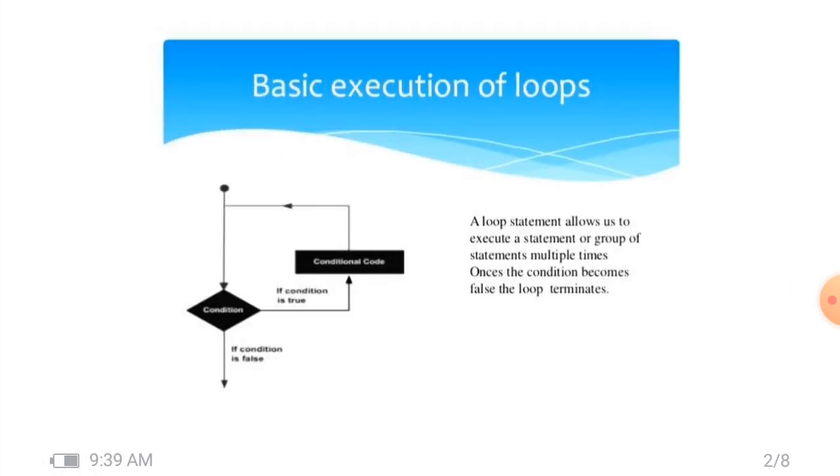Next, we will discuss the basic execution of loops. A loop statement allows us to execute a statement or a group of statements multiple times. Once the condition becomes false, the loop is terminated. That means in our loop, firstly we will check the condition. If the condition is true, then the loop executes the conditional code. If the condition is false, then the loop is terminated. This is the basic execution of any loop.